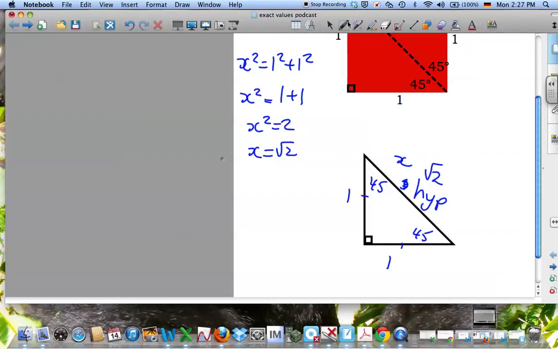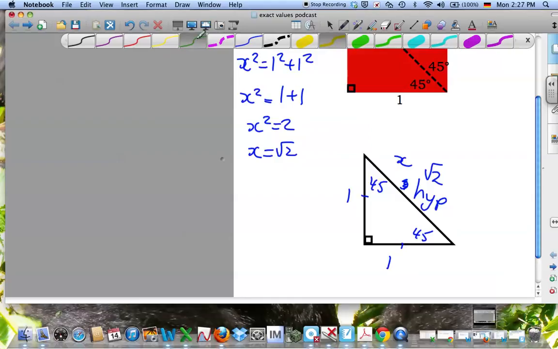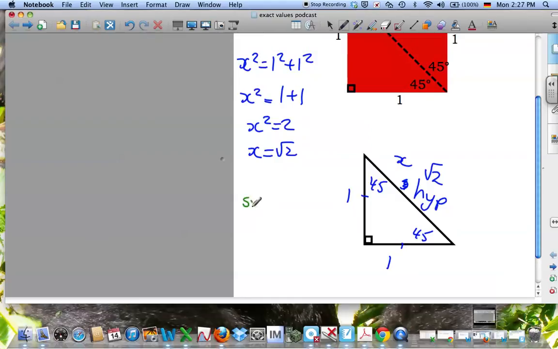Okay, so let's think of one of the trig functions which we could use. Let's go for sine 45. So sine 45, I can pick either of the two angles. I'm going to pick this one. It means this is the opposite.